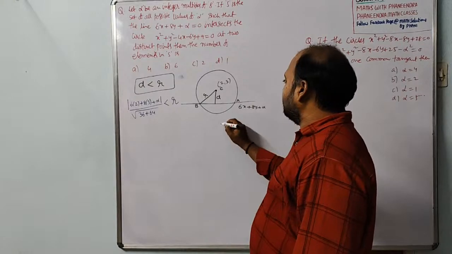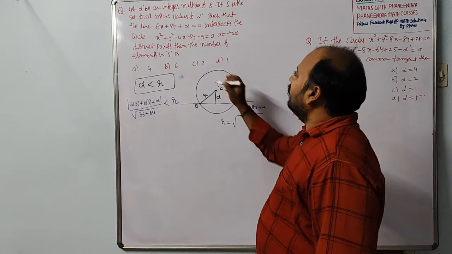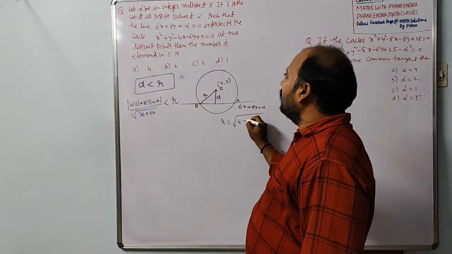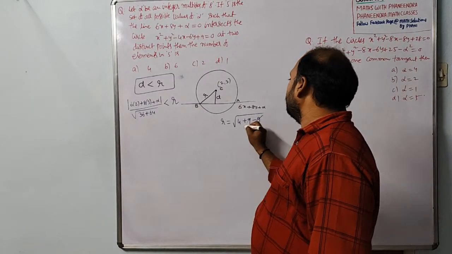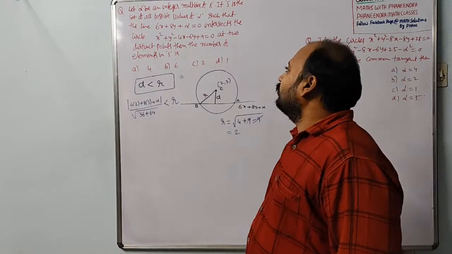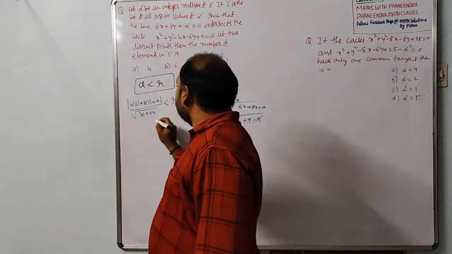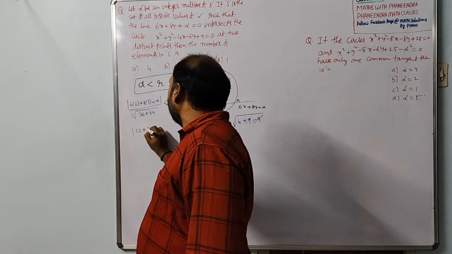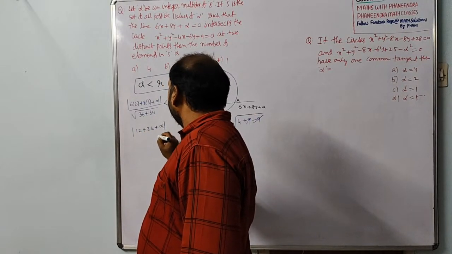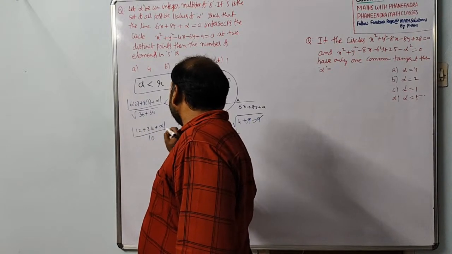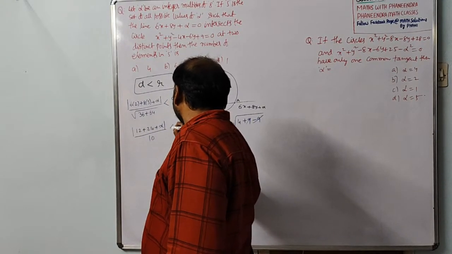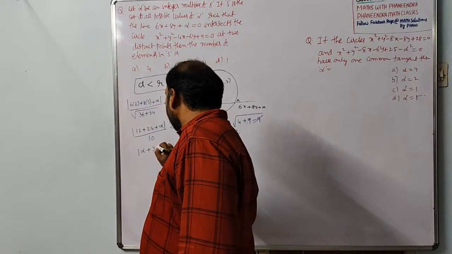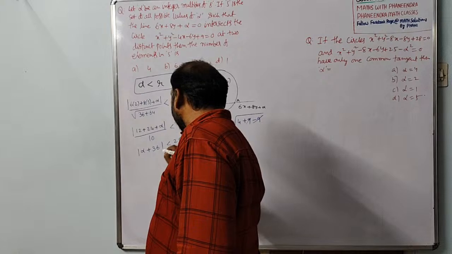The radius is also calculated. So radius r is equal to root over 4 plus 9 minus 9. These two will be cancelled. So radius is 2. Okay, dear students. So 6 into 2, 12, plus 24, plus alpha, divided by root 100, which is 10, is less than the radius, which we got as 2. So mod of alpha plus 36 is less than 20.